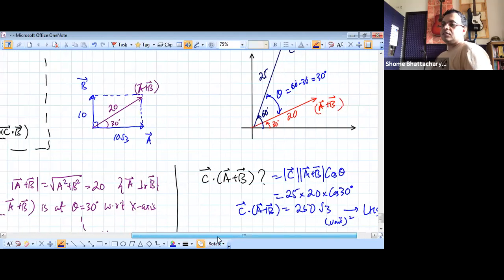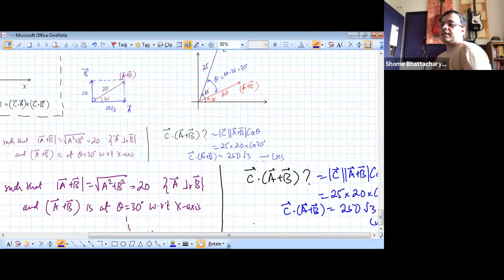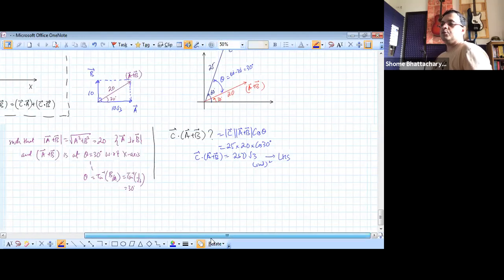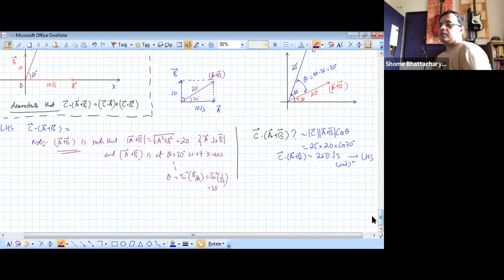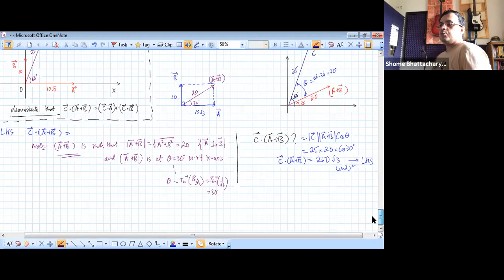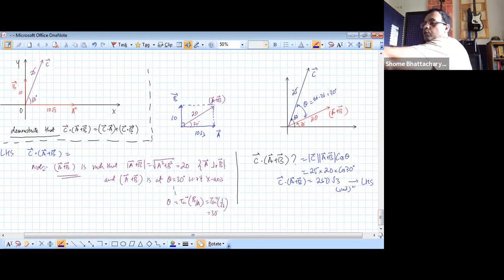Now, just like I've done this calculation, you have to also do the calculation for the right hand side, and finally that will show us that the right hand side has the same numerical value as the left hand side, and that's how we'll end up demonstrating that the scalar product has the distributive property, that is C dot of A plus B is equal to separately the sum of C dot A and C dot B. Okay, so I've done the difficult part of this, which is the left hand side. Now you note this down and also do the calculation on the right hand side, please.